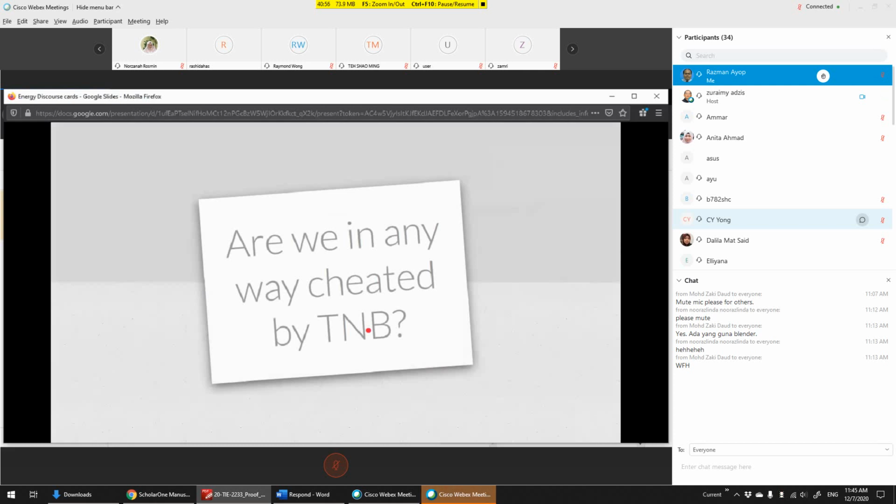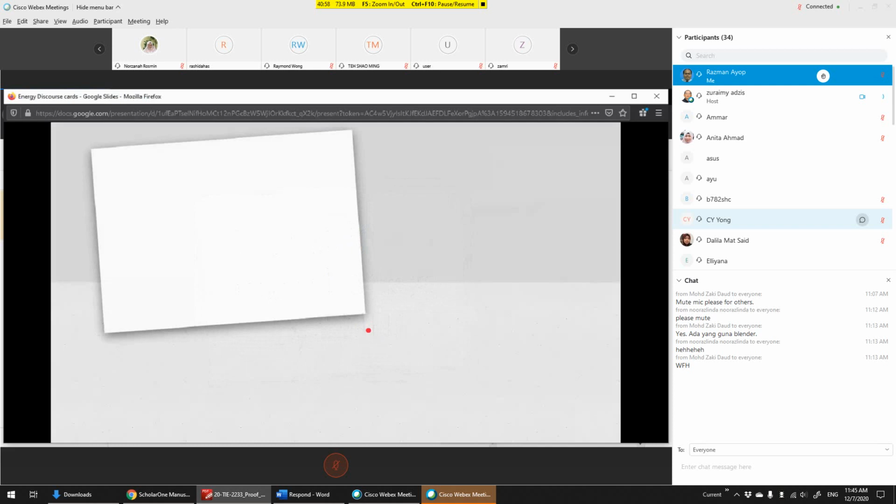Are we in any way cheated by TNB? The answer, nope. Why? Later you will find out. But unless your meter is broken, TNB will replace it. But we have a problem. Maybe we are tampering. TNB will suspect that we are tampering with the meter.